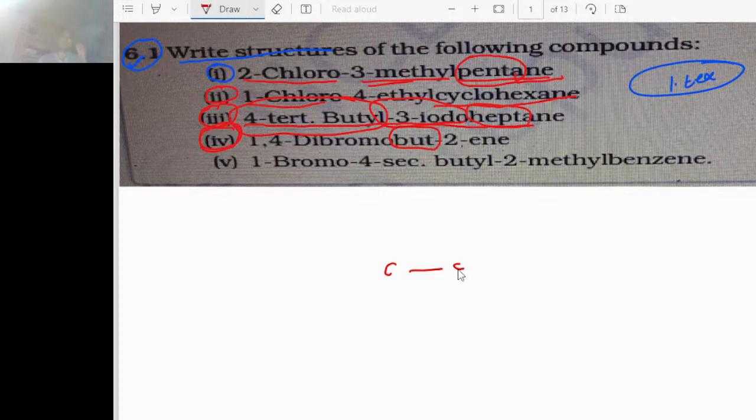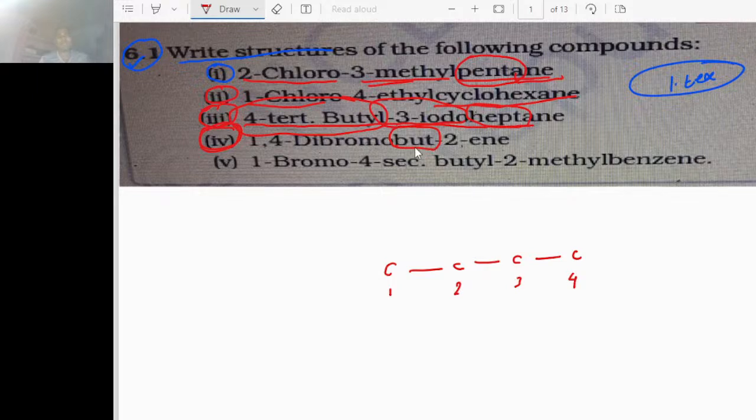So 1, here is 2. Whatever the hydrocarbon will be, single bond will automatically be there, whether there is a double bond or not. So firstly you draw the but, students. So here we wrote the but. Now you should number here also: 1, 2, 3 and 4 carbon is called but.